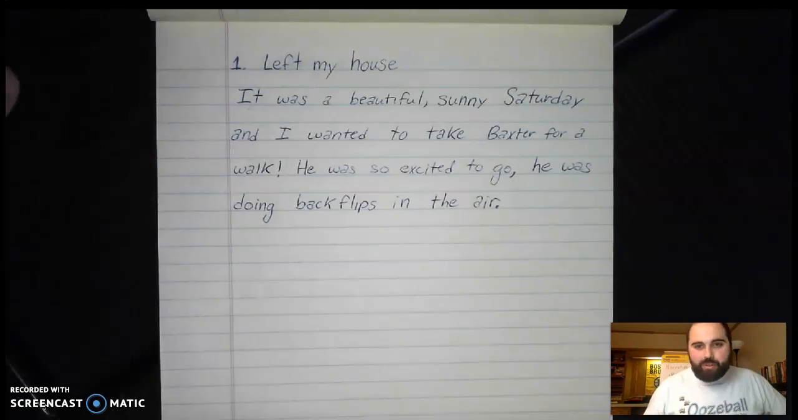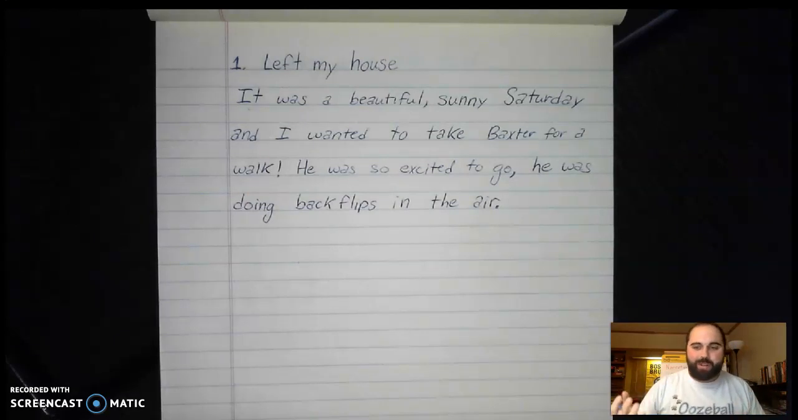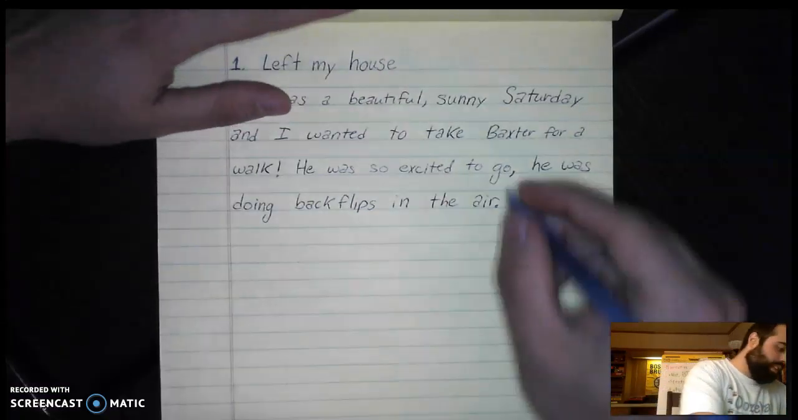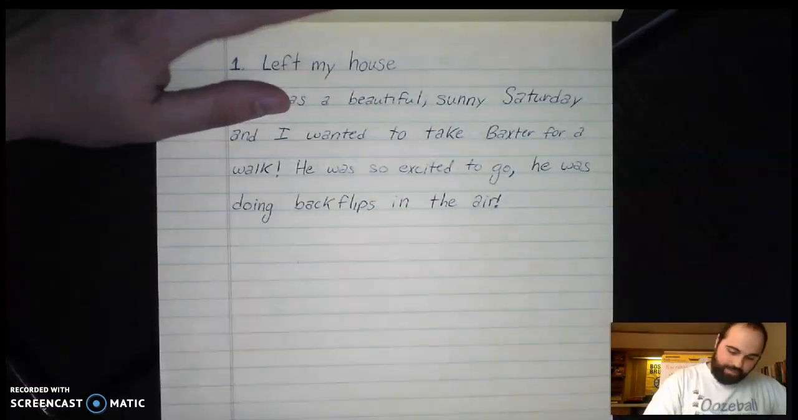Now, do you think he was actually doing backflips? Probably not. It's okay to stretch it out a little bit here so that you can make your reader really excited about it. You close your eyes and you can kind of imagine how excited a dog is if it imagines that we're doing backflips, right? If the dog's doing backflips. Was he excited? Absolutely. All right. He was doing backflips in the air.